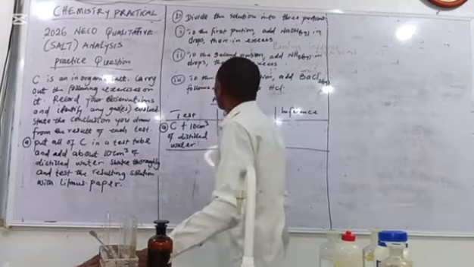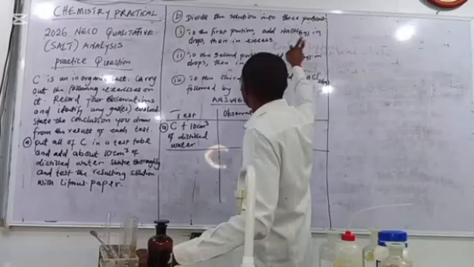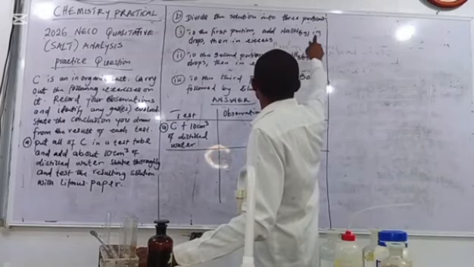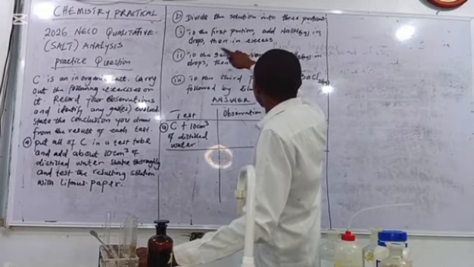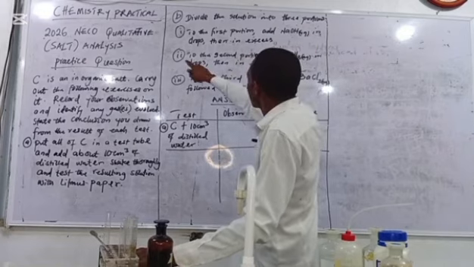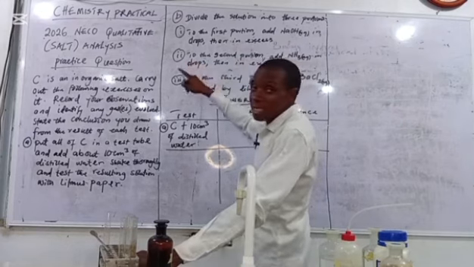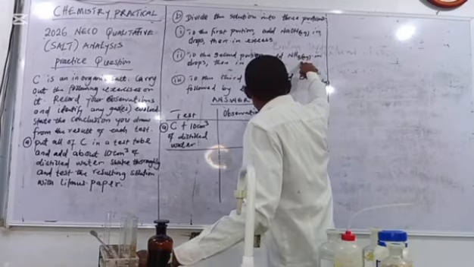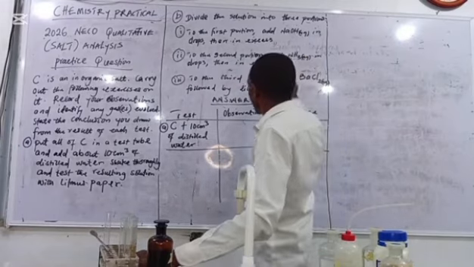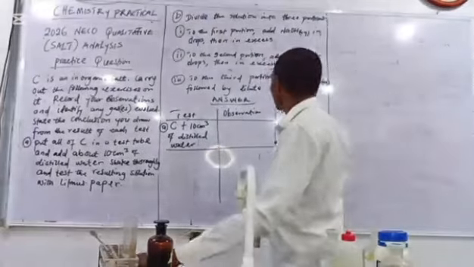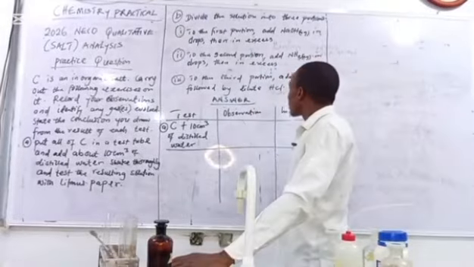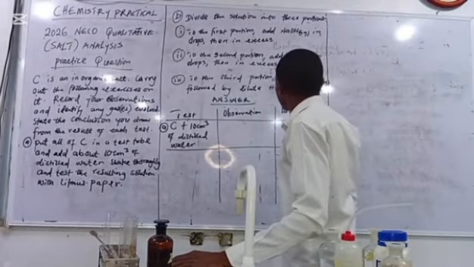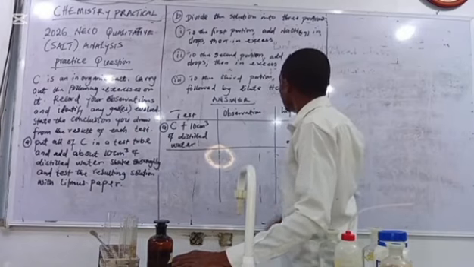Then B says divide the solution into 3 portions. To the first portion, add NaOH in drops and then in excess. The second portion, add aqueous ammonia, that's NH3, in drops and then in excess. The last question is, to the third portion, add barium chloride, that's BaCl2, followed by dilute HCl.